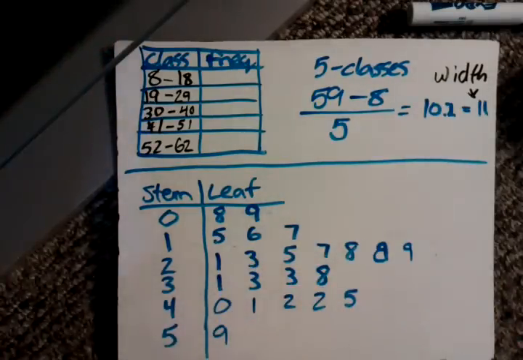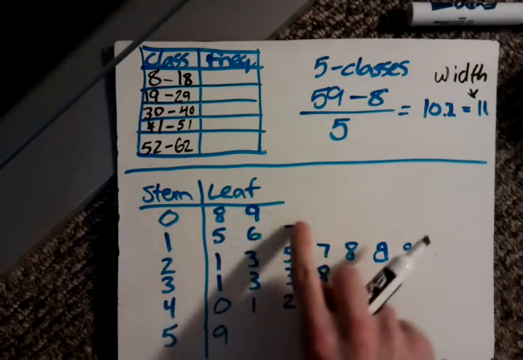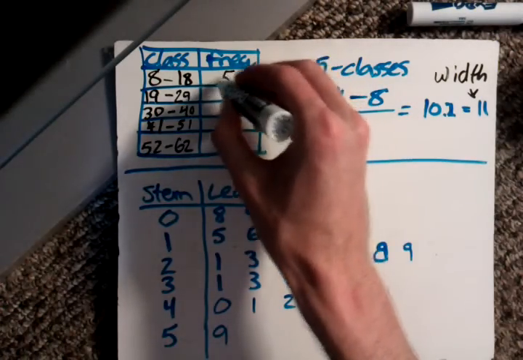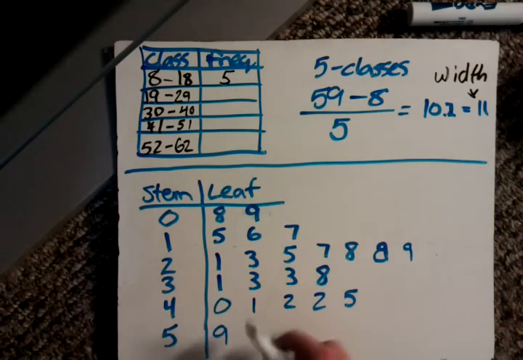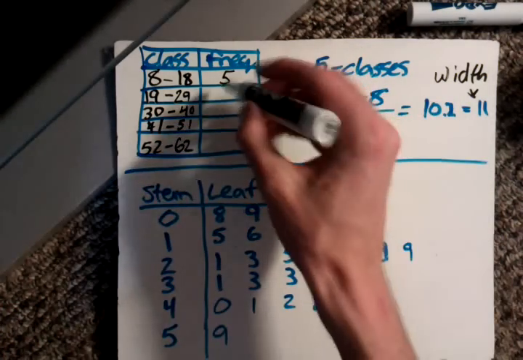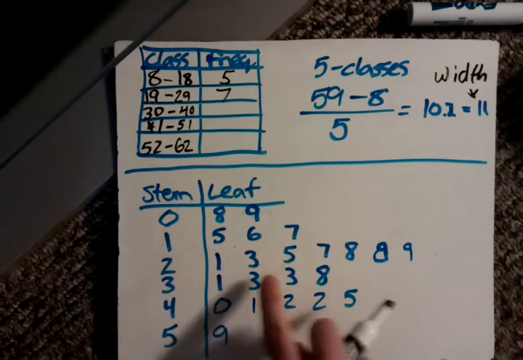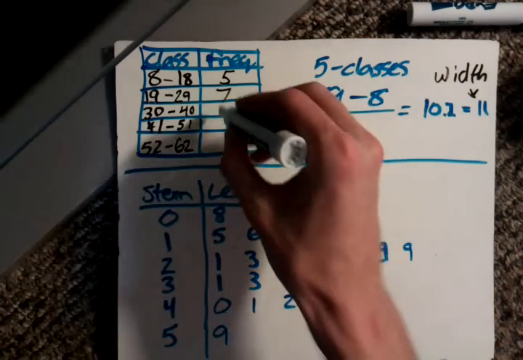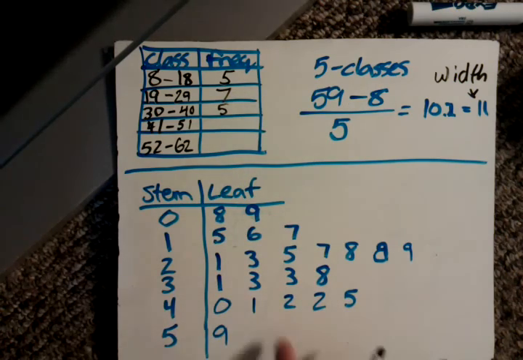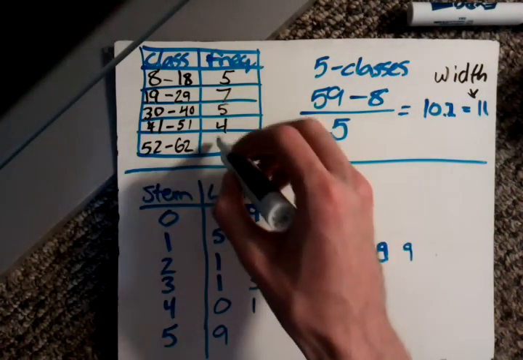Alright. So now let's add up the frequencies. How many numbers between 8 and 18 do we have? Well, 1, 2, 3, 4, 5. I have 5 numbers there. Between 19 and 29, 1, 2, 3, 4, 5, 6, 7 in that range. Between 30 and 40, 1, 2, 3, 4, 5. Then 41 to 51, 1, 2, 3, 4. And in that last category we only have 1.